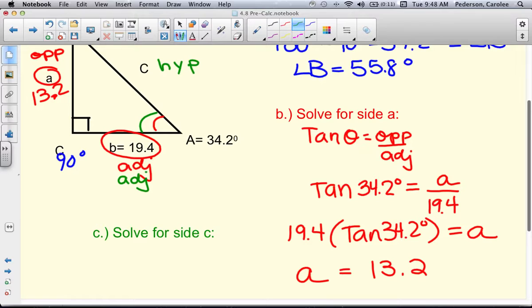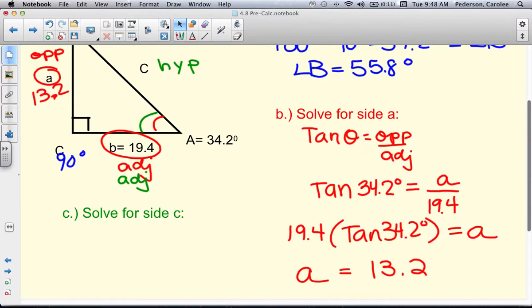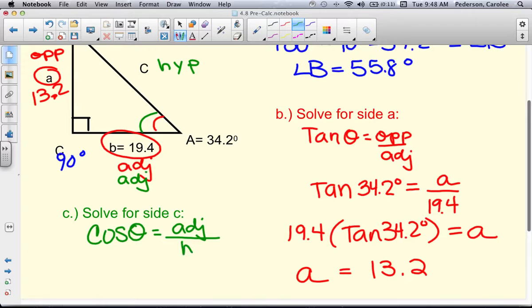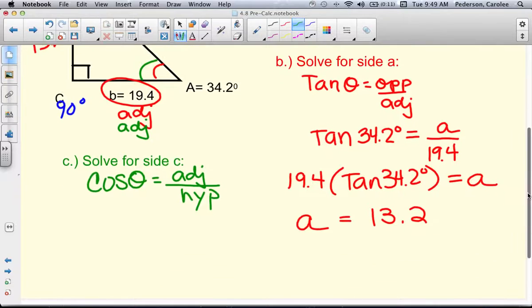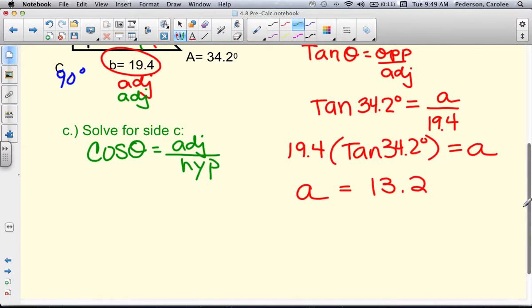So what trig function would that be? Cosine, good. So we're going to take the cosine. The cosine of any angle is adjacent over hypotenuse. And our angle that we're working with is angle A again, 34.2 degrees. Adjacent is 19.4, and the hypotenuse is unknown, side C.